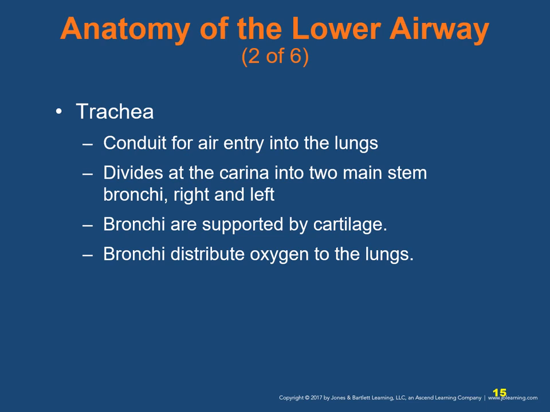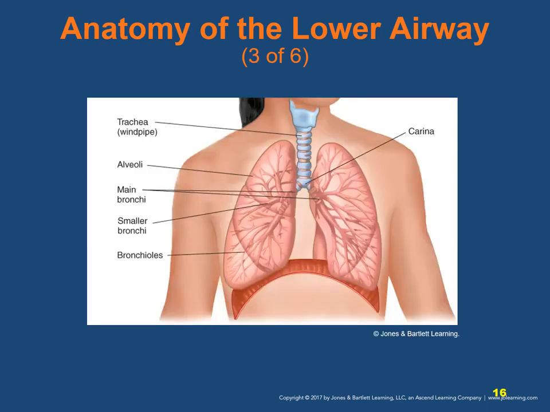On entering the lungs, each bronchus divides into ever smaller bronchi, which divide into bronchioles. These bronchi deliver oxygen to the lungs, or distribute it to the lungs. The figure on this slide shows the trachea and lungs in the lower airway, and you can see where the trachea begins, and there's the carina in the center, which gives a bronchus for the right lung and left lung. And then it shows the distribution of main bronchi, smaller bronchi, and bronchioles.